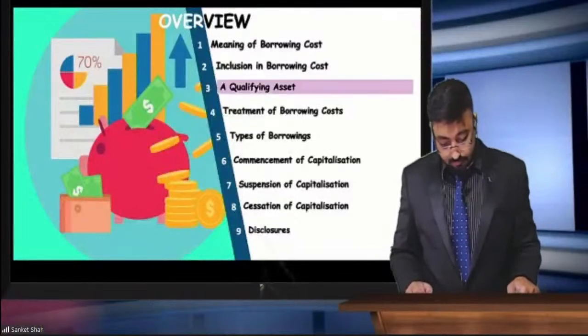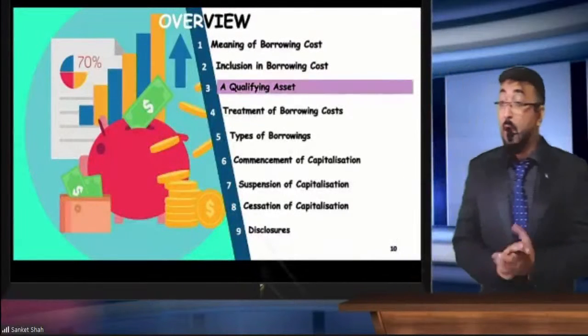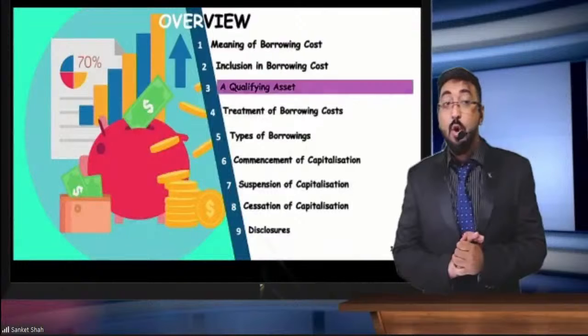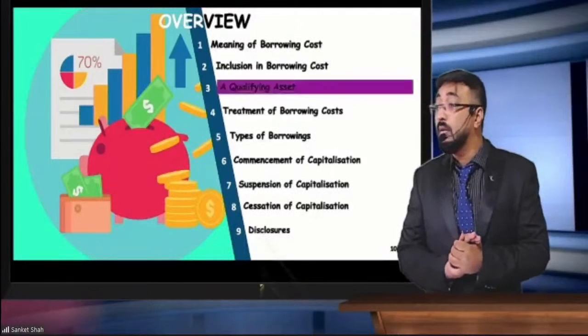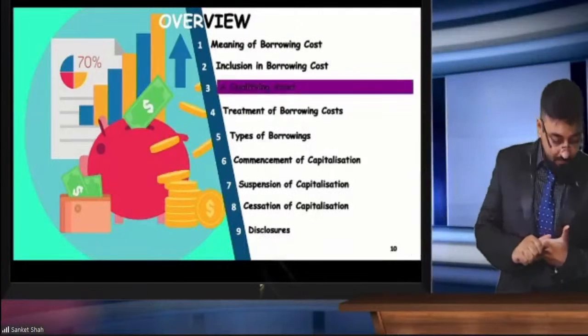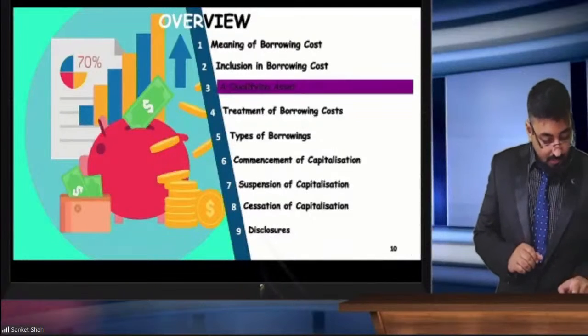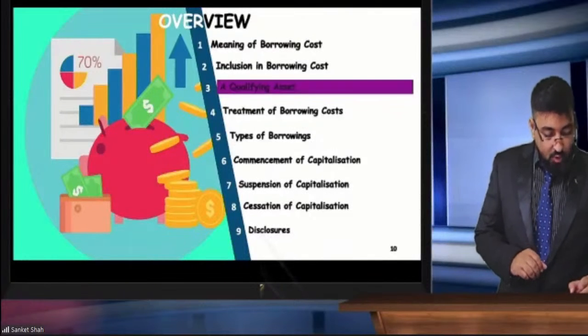Next concept, a qualifying asset. Now it is very, very important. What is a qualifying asset? This is concept number 3. Write down concept number 3. What is a qualifying asset?